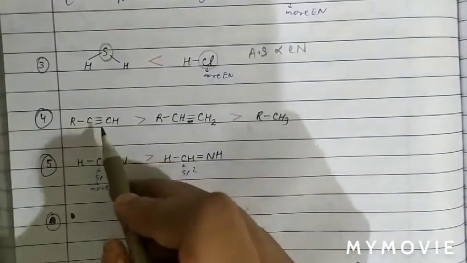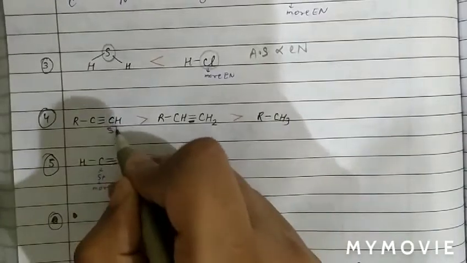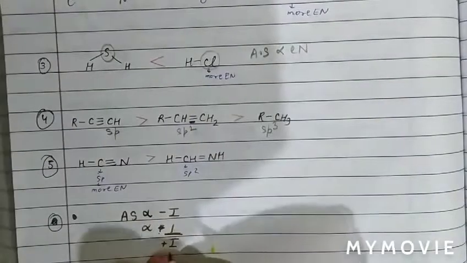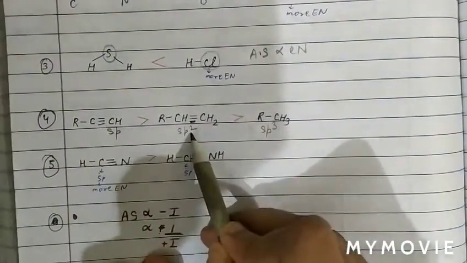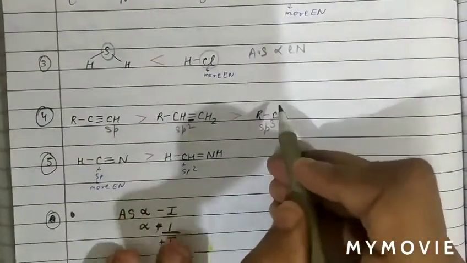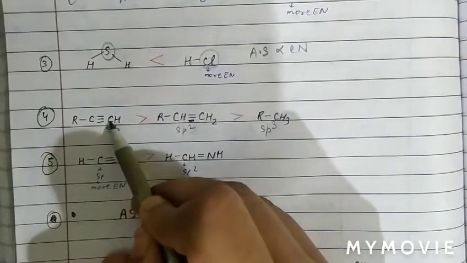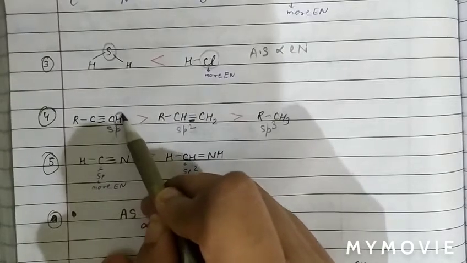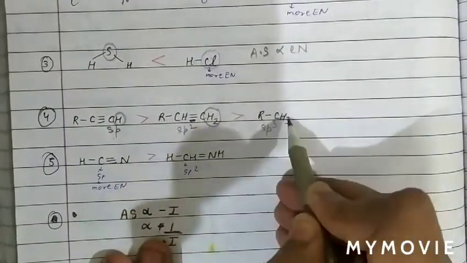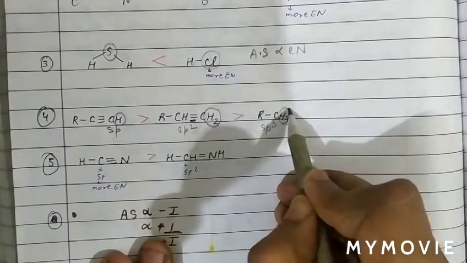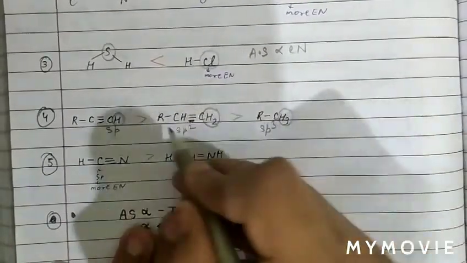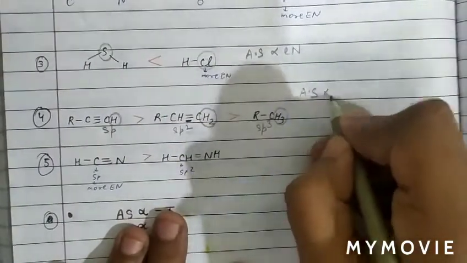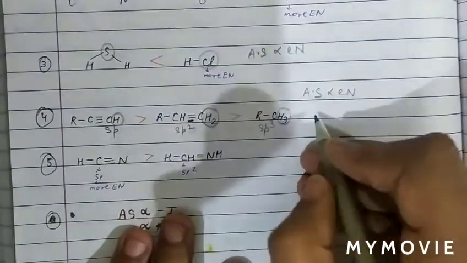The next question is, one is sp hybridized carbon, one is sp2 hybridized carbon, and one is sp3 hybridized carbon. So basically again the central atom with which hydrogen is attached is the same, carbon atom.